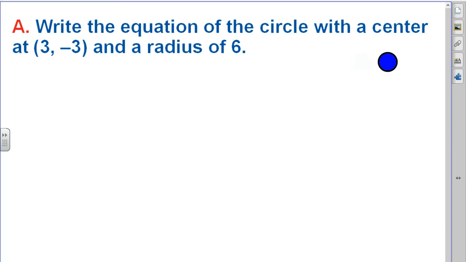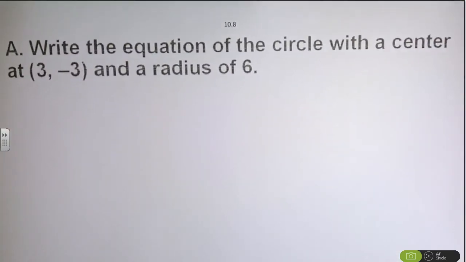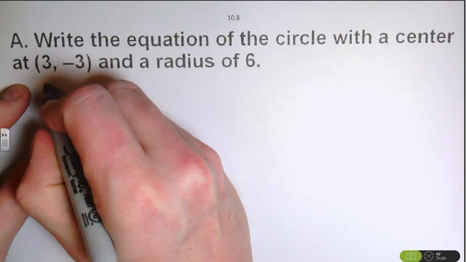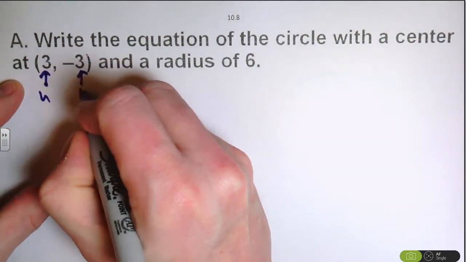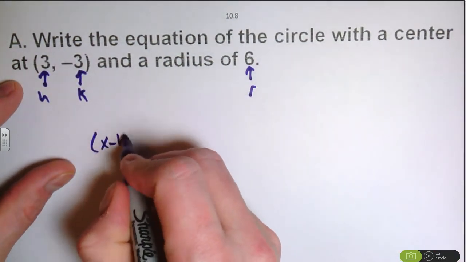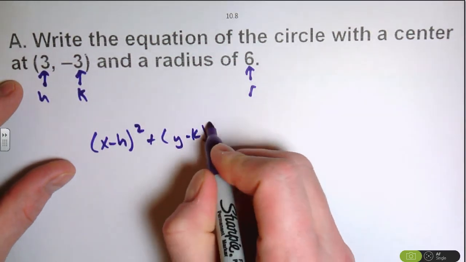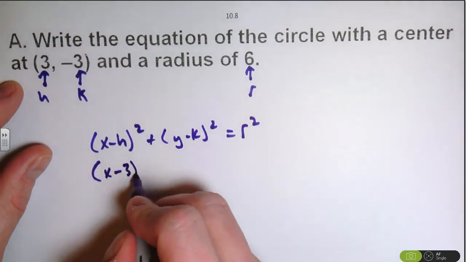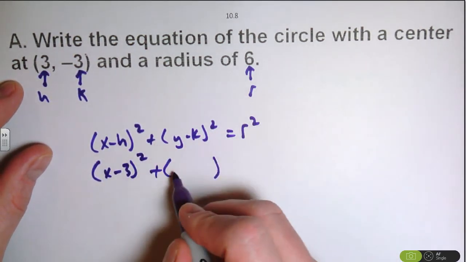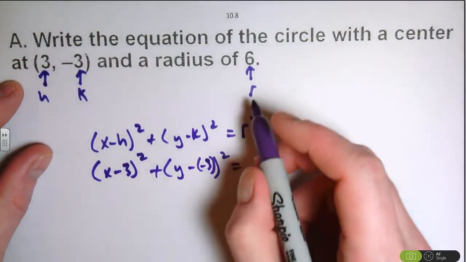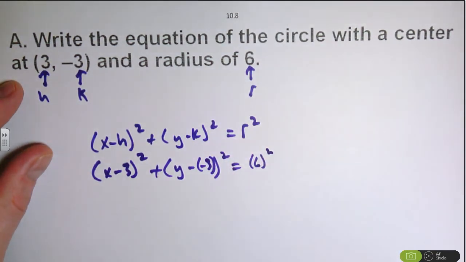Alright, so let's take a look at the problem then. Equation of a circle with a center at 3, -3 and a radius of 6. So this is h, that's k, that's r. So the formula is x minus h squared plus y minus k squared equals r squared. Well, h is 3, so it'll be x minus 3 squared. y then minus, well, k is -3, squared. And r squared, well, that means it's 6 squared.